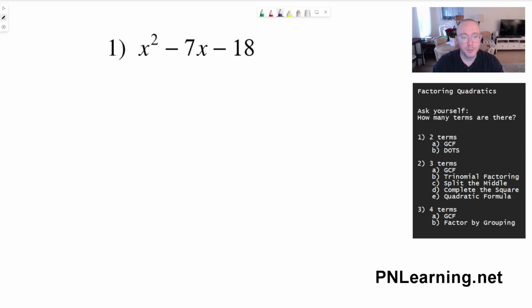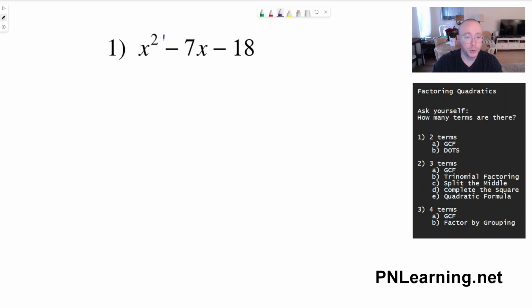Okay, so here's number one. Let's ask ourselves, how many terms are there here? In order to figure out how many terms there are, you really have to look at how many plus or minus symbols there are. So for example, if you have two minus symbols here, you know that you're separating three different terms.